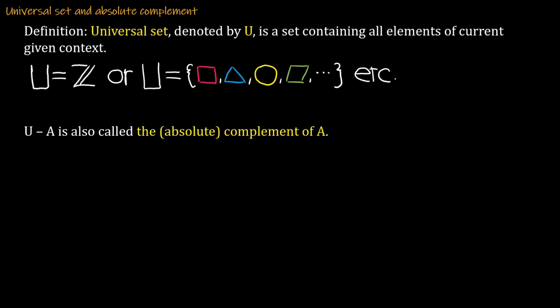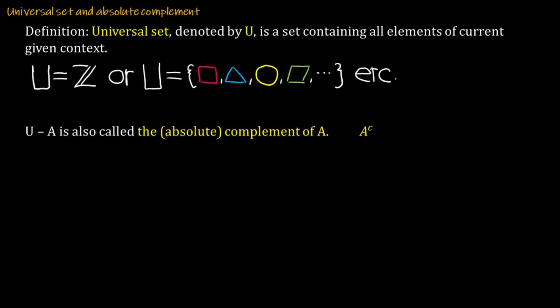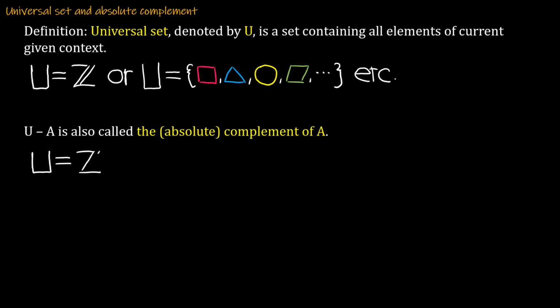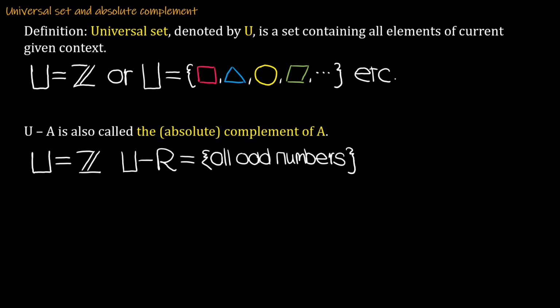For a given set A, U minus A is also called the absolute complement of A, or simply the complement of A. And it has another notation like this. For example, for our set R from previous exercises, the even number set, if the universal set is the integer set Z, then U minus R is the odd number set. In a Venn diagram, the universal set is usually represented by a rectangle, in which we draw all other given sets.